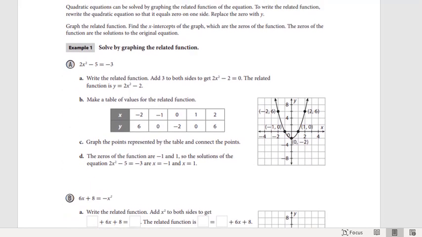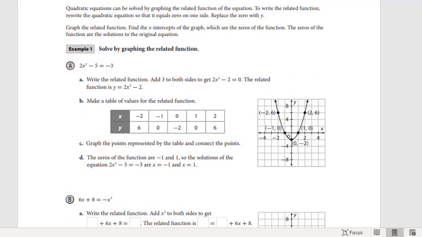Okay, our first example, 2x squared minus 5 equals negative 3. Well, first we want to rearrange that equation so we get everything on one side. So we add 3 to both sides. All right, and that's where we get the 2x squared minus 2 equals 0. We want to find when that equation equals 0. That's the related function, y equals 2x squared minus 2. So we're essentially, when y is equal to 0 is the solution or the root.